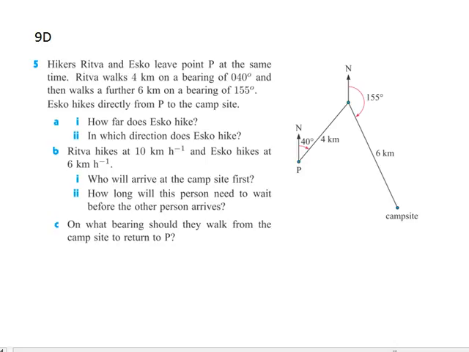In this question, we're told about hikers Ritva and Esko. They leave point P at the same time. Ritva walks 4 kilometers along a bearing of 40 degrees, and then walks another 6 kilometers at a bearing of 155 degrees. Esko instead walks directly from P to the campsite. So we'll draw in his path now.